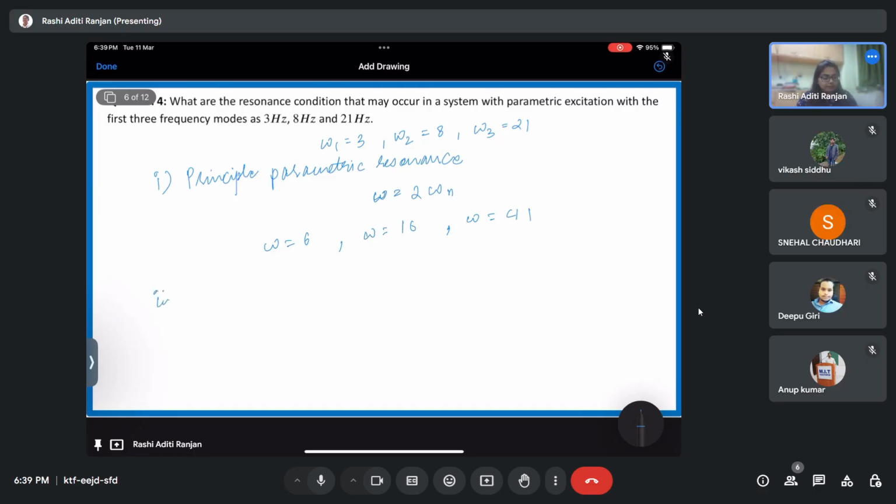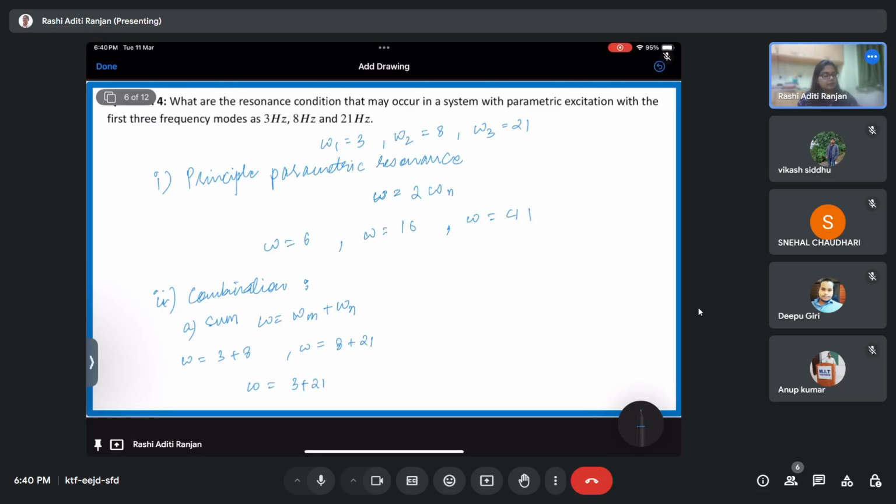Second, combination. Further, we have 2 types, sum. What is going to happen in sum? We'll have omega as omega m plus omega n. What are the probable options that can happen? We have 3 frequencies, right? So we'll have omega as 3 plus 8. We can have omega as 8 plus 21. We can have omega as 3 plus 21. This is the sum type.